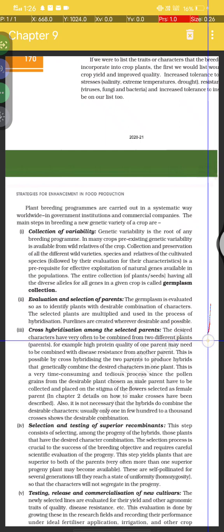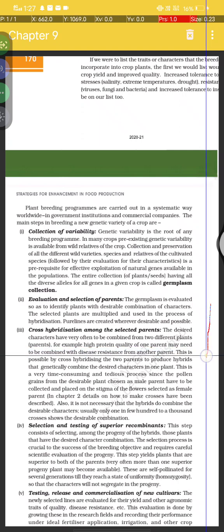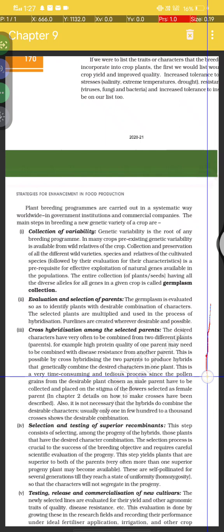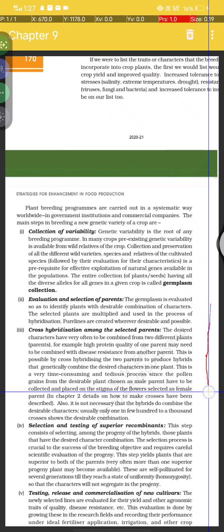The desired characters very often have to be combined from two different parent plants, for example high protein quality of one parent needs to be combined with disease resistance from another parent. This is possible by crossing or hybridization. The two parents produce hybrids that genetically combine the desired characters in one plant. This is a very time consuming and tedious process, since the pollen grains from the desirable plant chosen as male have to be collected and placed on the stigma of the flower selected as the female parent. In chapter 2, how to make crosses has been described in great detail.